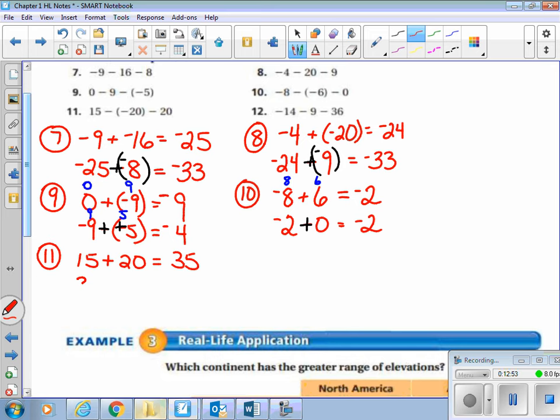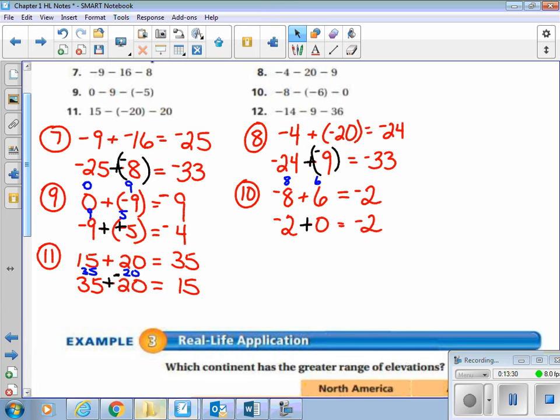Continuing with the problem, I've got 35 minus 20. I'm going to rewrite it using keep change opposite. Keep 35, change from subtraction to addition, and the opposite of 20 would be negative 20. My signs are different, therefore I find the difference. I subtract the numbers. 35 minus 20 would be 15. Now I'm going to check for my absolute value. The absolute value of 35 is 35. The absolute value of negative 20 is 20. Since 35 is greater than 20, I'm going to take the sign of the 35, which is positive, therefore making it positive 15.